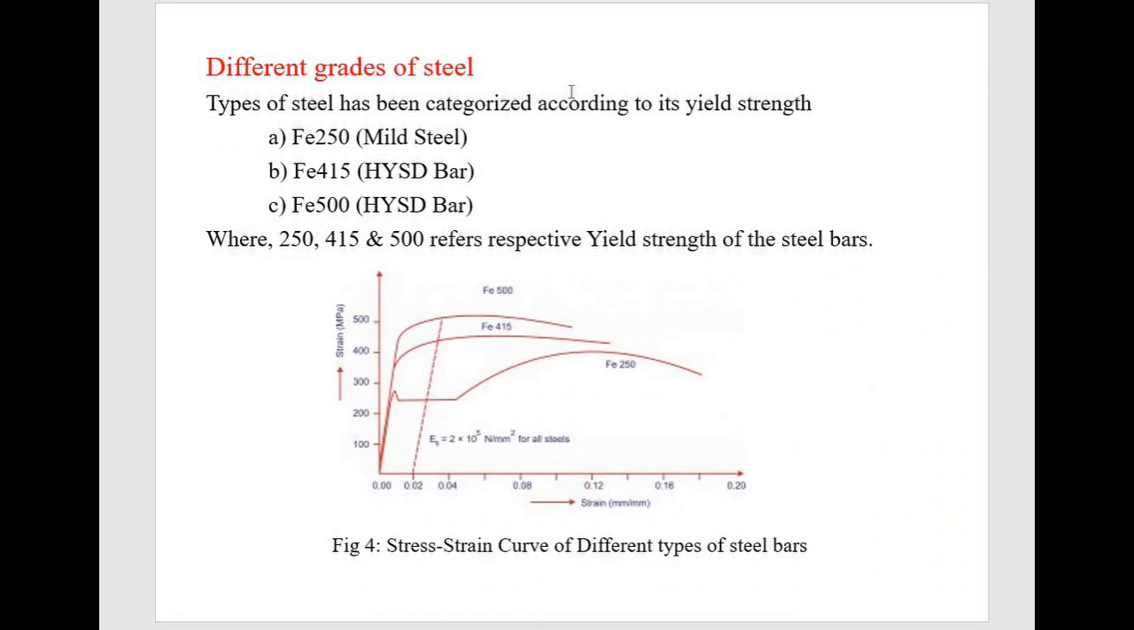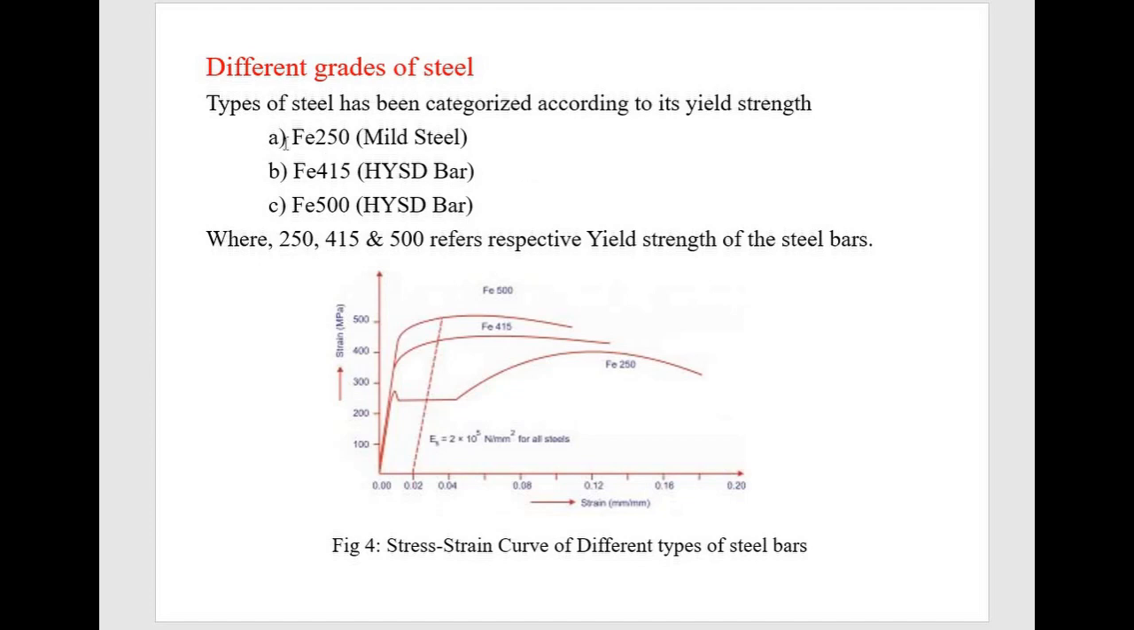Next is grades of steel. In steel we have different grades, like different types of cement. The first one is Fe 250, which is a mild steel. Fe 415, which is HYSD bars. Fe 500, it is also HYSD bar. These are the three different grades of steel.